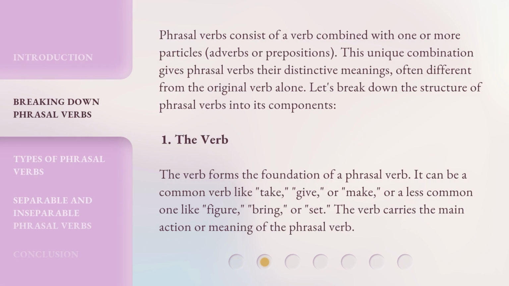Phrasal verbs consist of a verb combined with one or more particles, adverbs or prepositions. This unique combination gives phrasal verbs their distinctive meanings, often different from the original verb alone. Let's break down the structure of phrasal verbs into its components.